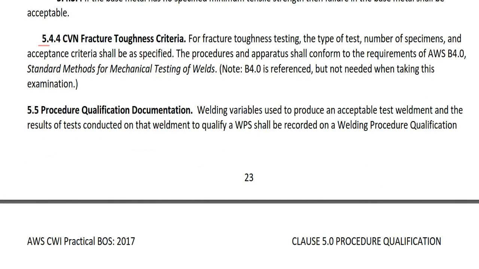Wow, I have a problem reading this 5.4.3.4. I'm really sorry.